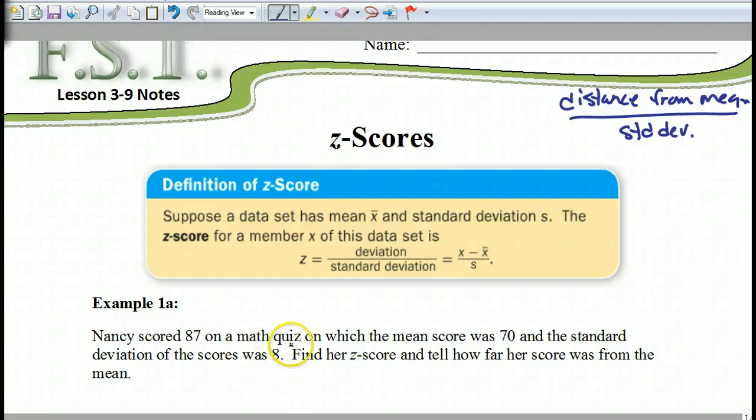Nancy scored 87 on her math quiz and the mean was 70. Okay? And the standard deviation was 8. Find her z-score and tell her how far her score was from the mean. Will they always tell us the deviation? Yeah, they tell you the deviation. So on this one, we're doing 87 minus 70 over 8. Okay? So when you do that, you have 17 over 8, which is the same thing as saying just about a 2.1. So that's the z-score.